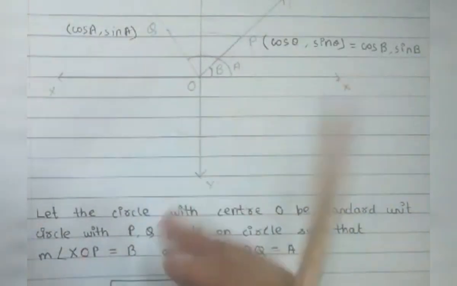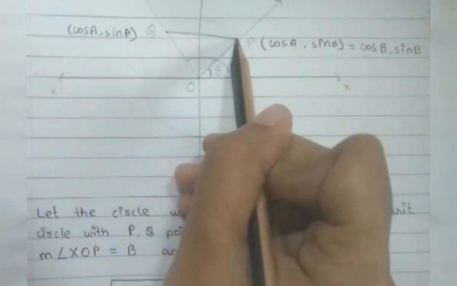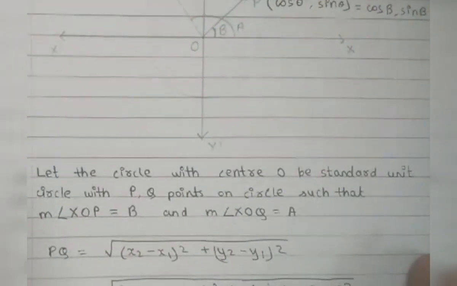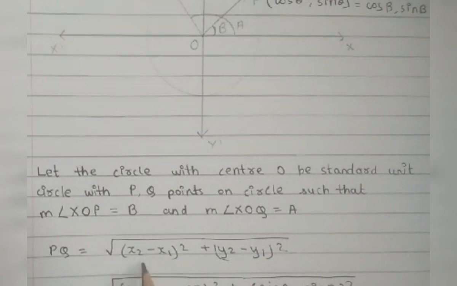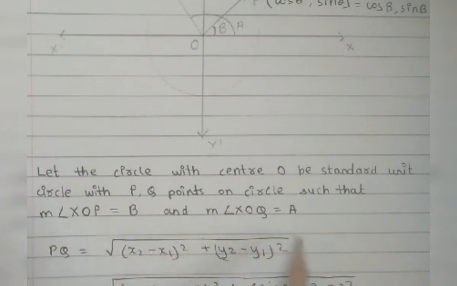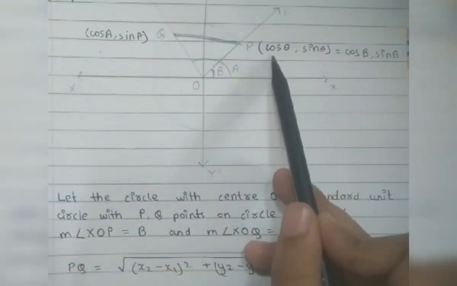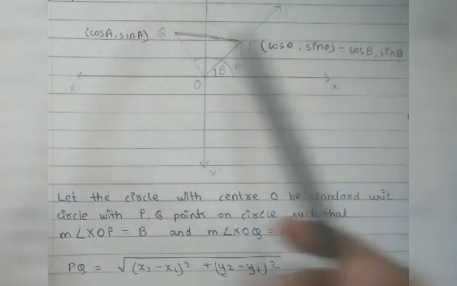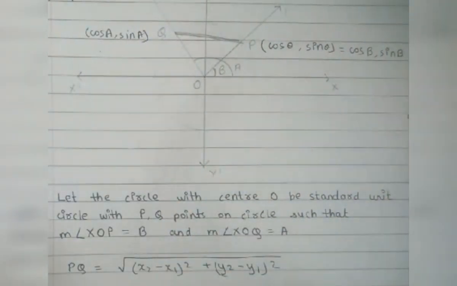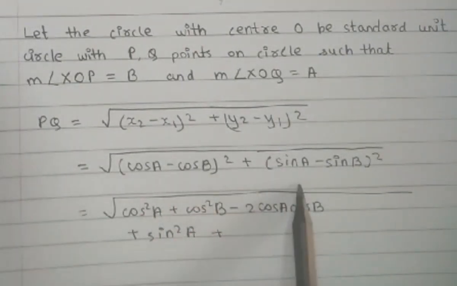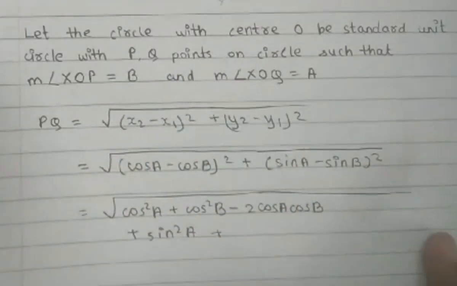So you have learnt the distance formula. If you want to measure the length of PQ, how will you measure it? There is the distance formula. What is the formula? Root of (x2 minus x1) the whole square plus (y2 minus y1) the whole square. It's a whole root. So what is x2? x2 is cos A. What is x1? x1 is cos B. Then what is y2? y2 is sin A and y1 is sin B. So we will substitute it: root of (cos A minus cos B) the whole square plus (sin A minus sin B) the whole square.